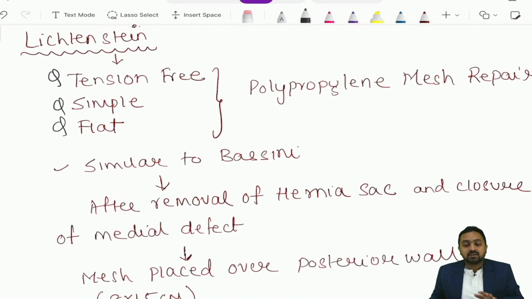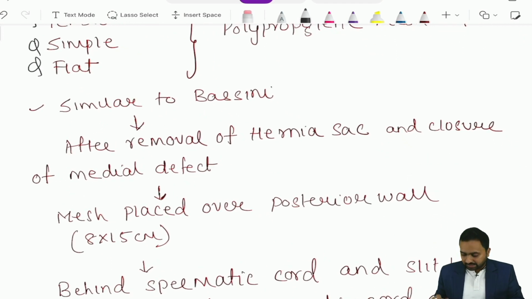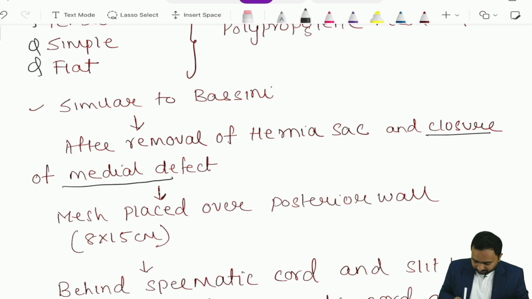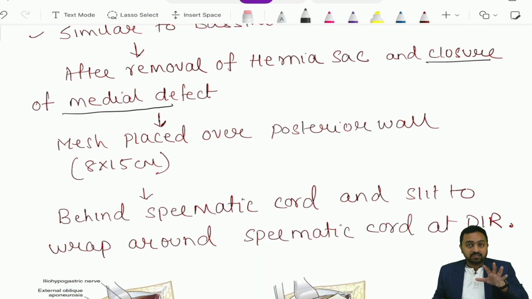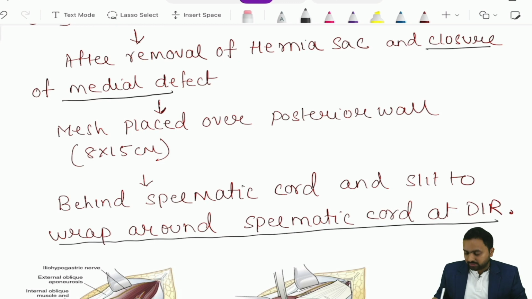So the basic steps are similar to Bassini, but after removal of your hernia sac and the closure of your medial defect, a mesh is placed over the posterior wall, usually measuring 8 into 15 centimeter, which is behind the spermatic cord and slit to wrap around the spermatic cord at the deep inguinal ring. Following that, you have your closure of your external oblique aponeurosis and your skin.